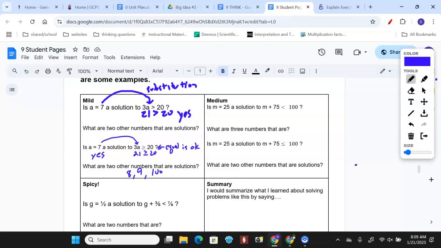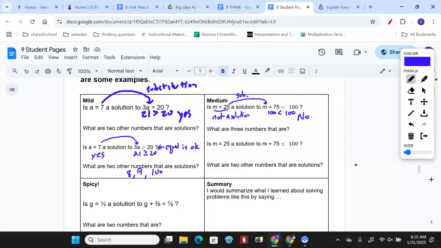Medium, this is where we're really going to use this symbol on the medium here. So in the medium example, is m equals 25 a solution to this? Let's check and see. Use my substitution. 25 plus 75, that is exactly 100. And now up here, I would say, is 100 less than 100? No, it is not. So in this case, no, m equals 25 is not a solution, because this symbol doesn't allow them to be equal.